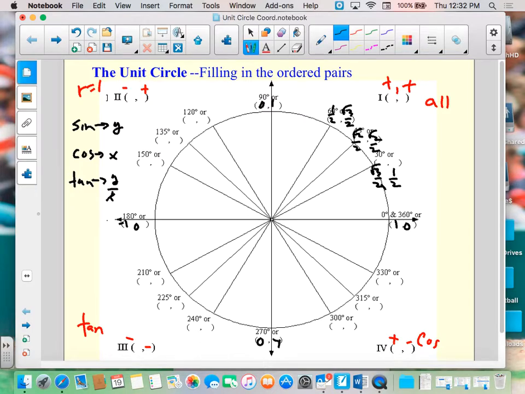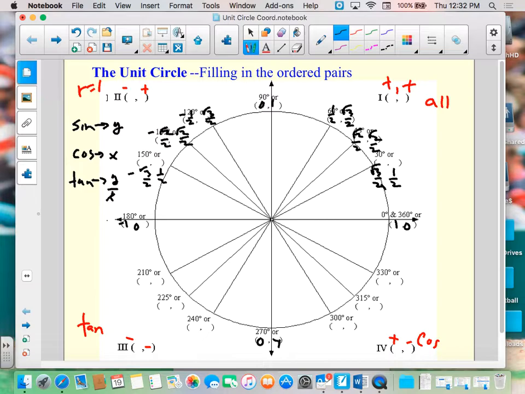Because now everything over here is the same, except you're going to change it to negative, positive. So I'm going to start and just keep working my way around. Instead of 1/2, it's going to be negative 1/2. Root 3 over 2. This is going to be negative root 2 over 2. Root 2 over 2. This will be negative root 3 over 2, 1/2.